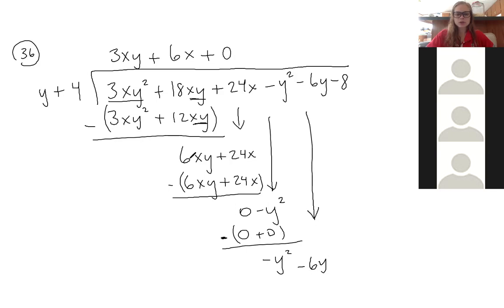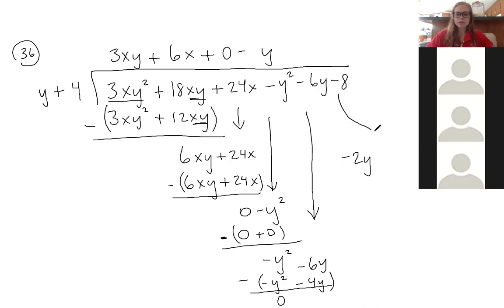Negative y squared divided by y. What times y will get you negative y squared? Well, that's negative y. Negative y times y is negative y squared. Negative y times 4, that's negative 4y. Subtract these. So negative y squared plus y squared is 0. Negative 6y minus a minus, that's plus. Negative 6 plus 4, that's negative 2y is my remainder.